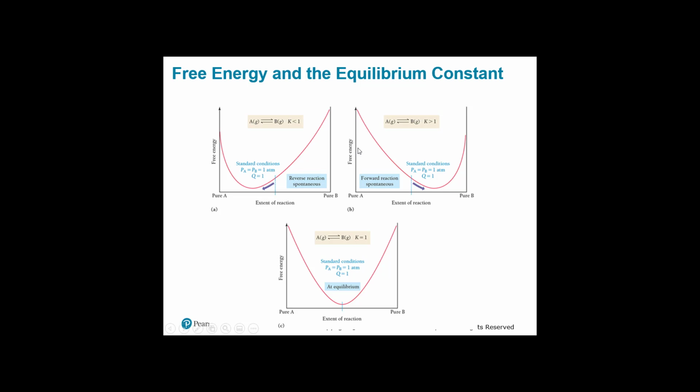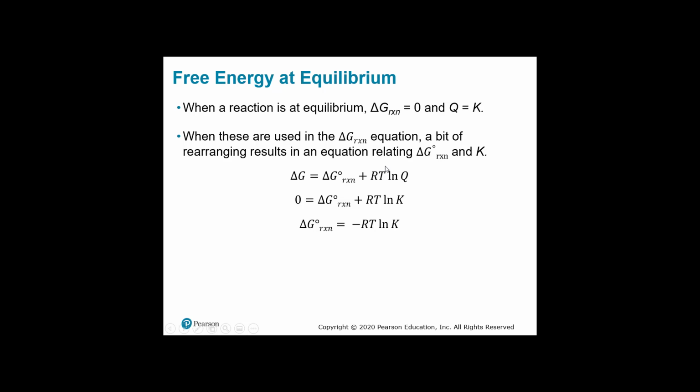If we look at this one, you see we have a lot of free energy, and it decreases until it gets to equilibrium here. By this point, it's mostly in products, which is pure B. So this is spontaneous in the forward reaction. And here it's at equilibrium, where the free energy is equal to 0. It's in the middle at this point. K equals 1.